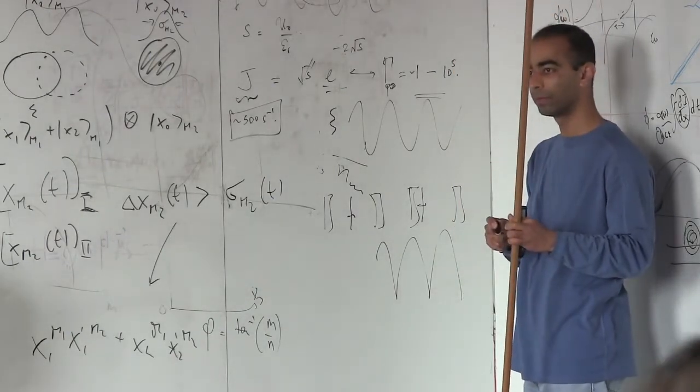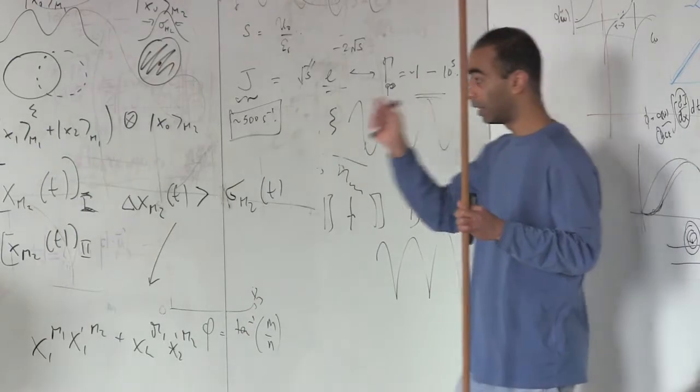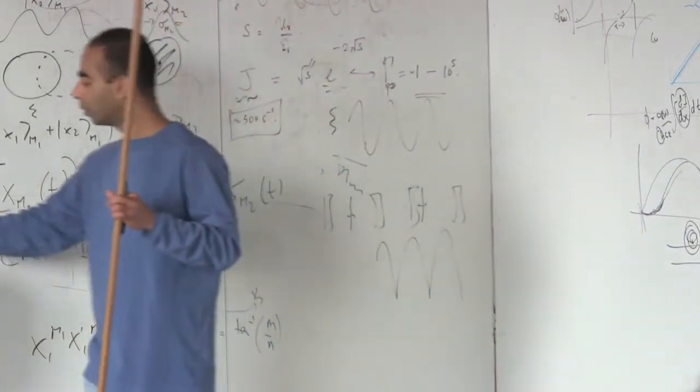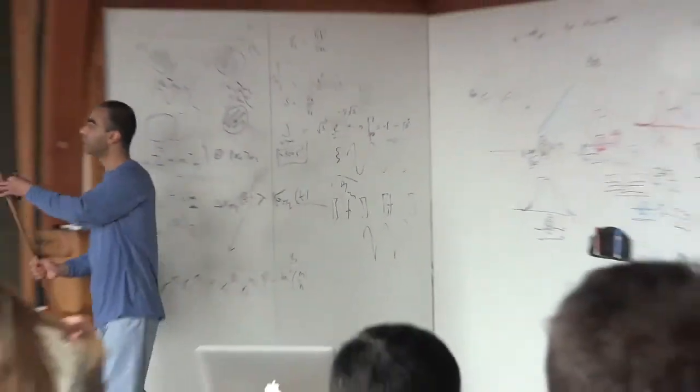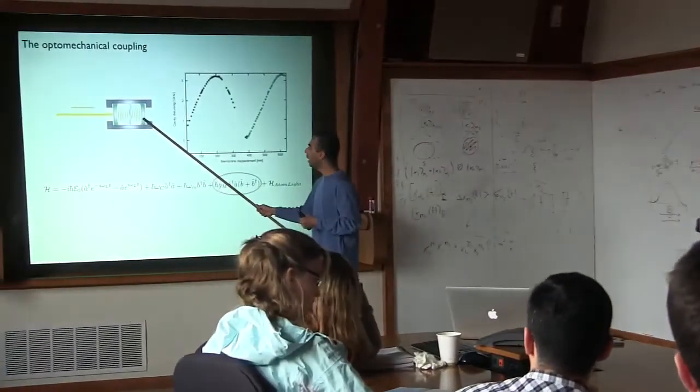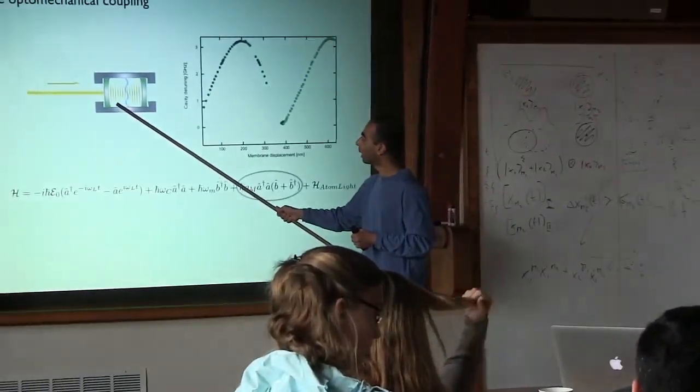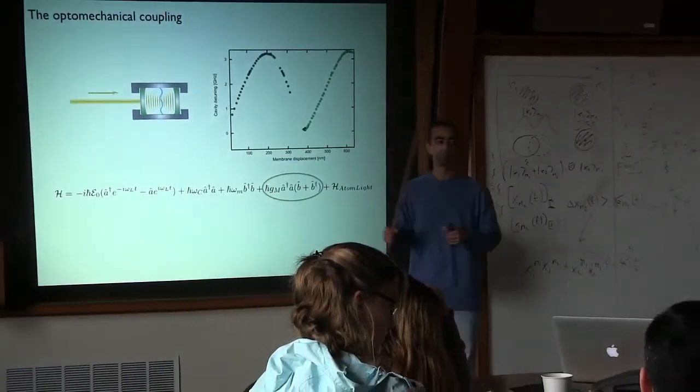So how far is your membrane from the mirror? From one of the mirrors, the mirror spacing is about 2 centimeters, and the membrane is about a few hundred microns from one of them.